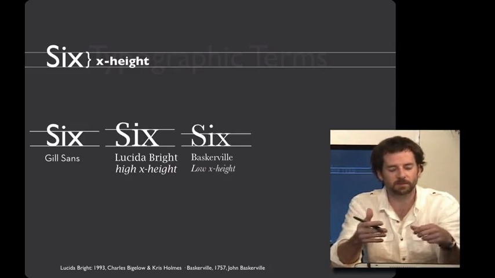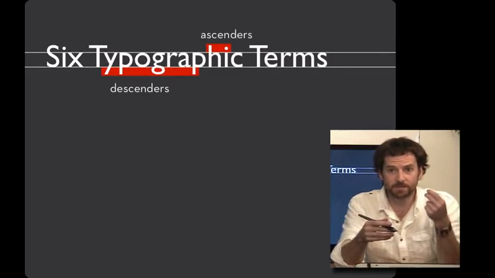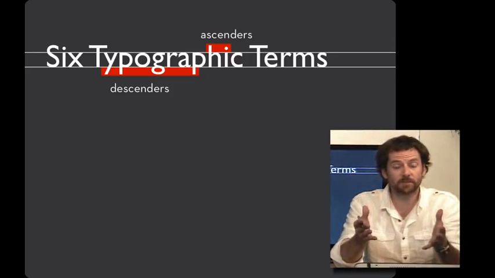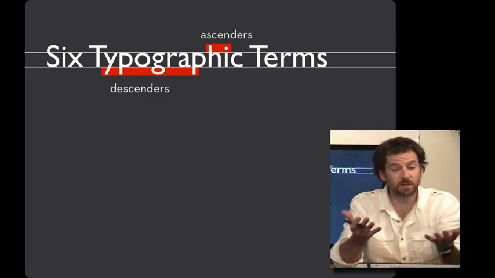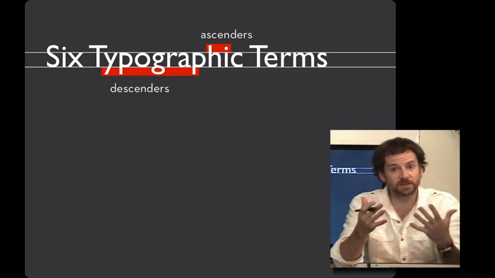And sprouting up and dropping down from the X height are the ascenders, like the top stem of the H and the dot of the I, and your descenders, like the Y, P, G. In general, a typeface that has a low X height will tend to have long ascenders and descenders, and a typeface that has a tall X height will tend to have more squashed ascenders and descenders.